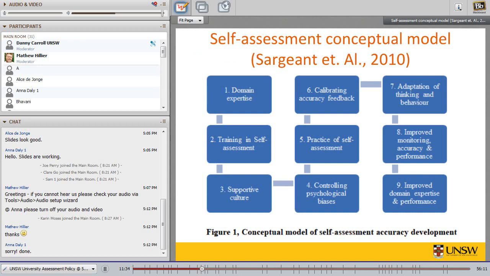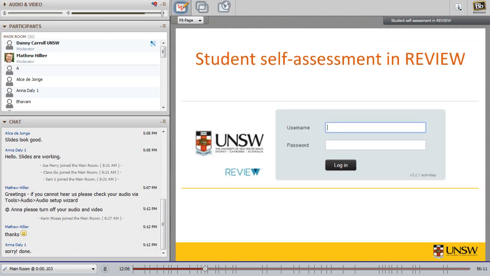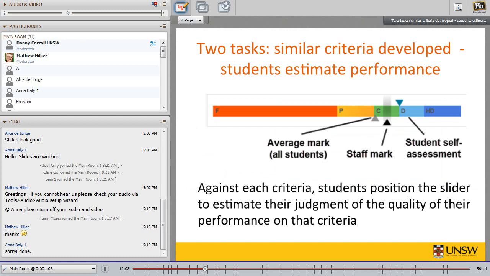Again, another conceptual model that informed what I was going to do, and this is from Sargent, is looking at the main steps in the process of a self-assessment cycle, right from the area of domain expertise and training through the practice and calibration, on to improving monitoring and performance that may potentially lead to improved expectation. In this talk, I'm going to mostly be talking about these areas: the practice of self-assessment, what I observed, and how students calibrated their self-assessment accuracy.